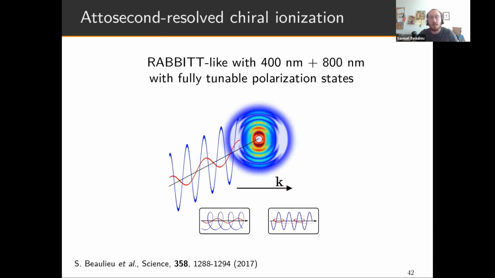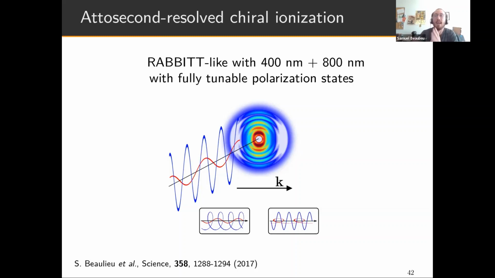And to answer this question, we have used a two-color experimental setup, very similar in idea to RABBIT, that I'm sure you heard about before in the week. But by replacing the XUV by a strong 400 nanometer circularly polarized light, and by using a weak 800 nanometer pulse to create the sidebands necessary for this measurement.